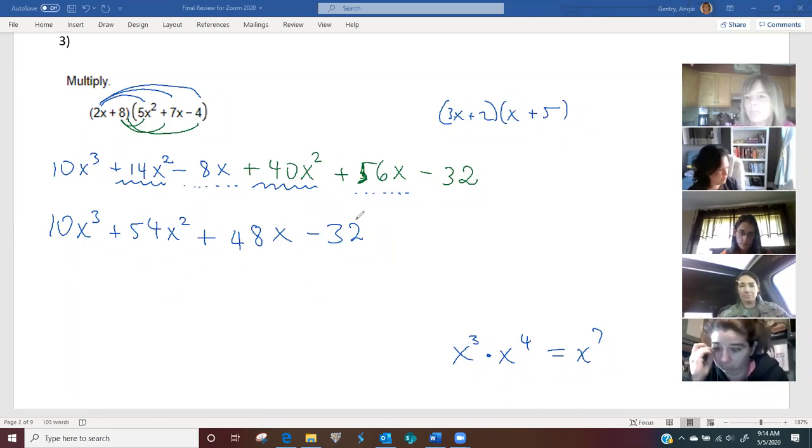I thought it was the 42x. I had 42x plus 10x cubed plus 54x squared minus 32. But it was probably just my simple math I did wrong. 56 minus 14, that's probably what I did wrong. Well, it might have been where 56 minus 14, is that what you did? Minus 8. Oh, 8, okay.